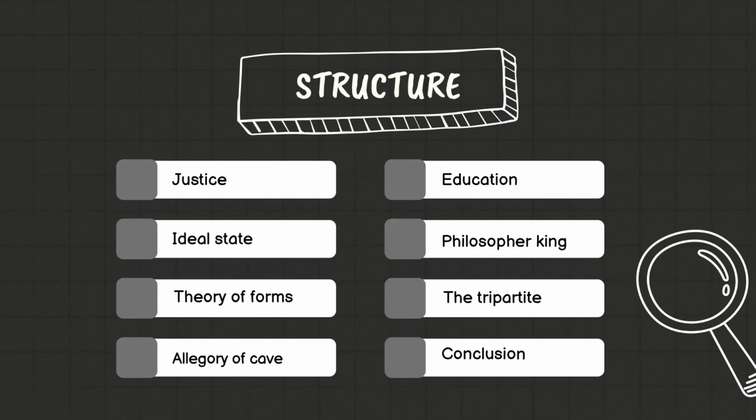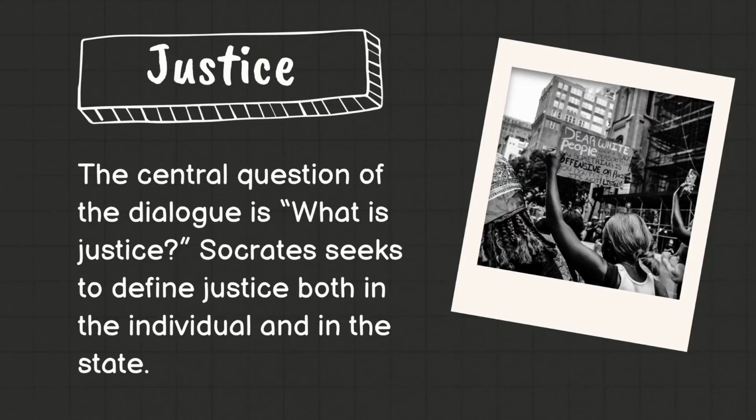The Republic is structured as a dialogue primarily featuring Socrates, who is engaged with various interlocutors, including Glaucon and Thrasymachus. It is divided into 10 books, each addressing different aspects of philosophy and governance. Now we'll be discussing some of the major themes and concepts of the Republic. The first one is justice.